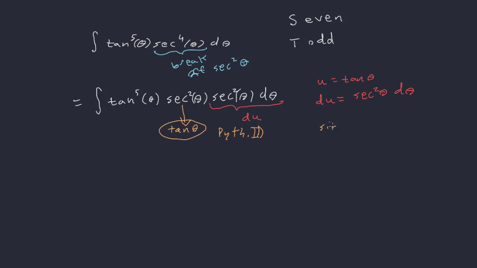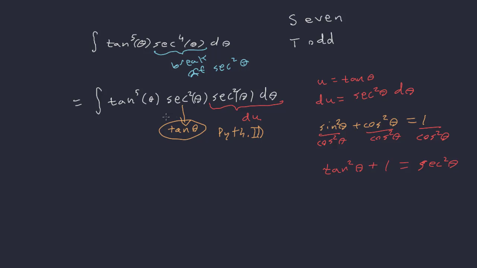If you have sine squared theta plus cosine squared theta equals 1, what you can do is divide everything by cosine squared theta, and get the Pythagorean identity in terms of secant and tangent. Specifically, sine over cosine gives us a tangent squared. Cosine squared over cosine squared is 1. And 1 over cosine is secant. So it turns out that secant squared theta is tangent squared theta plus 1.